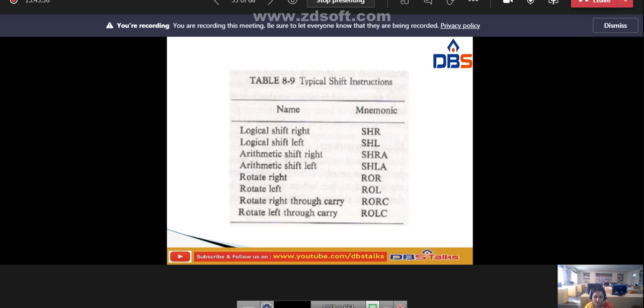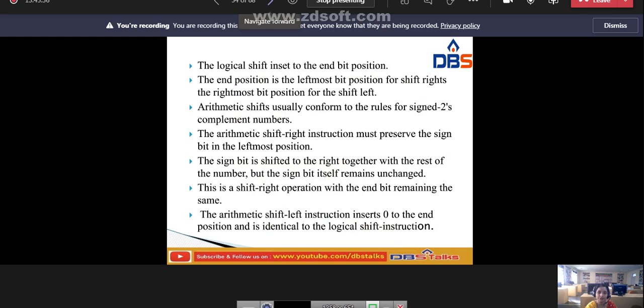The arithmetic shift right instruction must preserve the sign bit in the leftmost position. The sign bit is shifted to the right together with the rest of the number, but the sign bit itself remains unchanged. So this is the shift right operation with the end bit remaining the same. The arithmetic shift left instruction inserts 0 into the end position and is identical to the logical shift left instruction. Okay, so this is the table of the shift instructions.